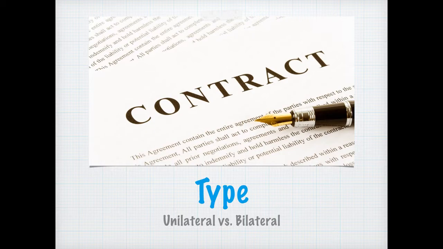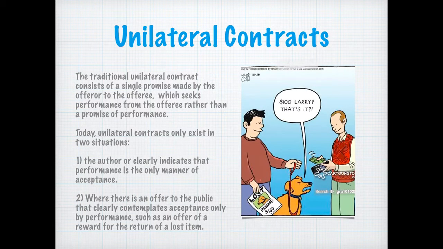Okay, so what's the difference between a unilateral versus a bilateral contract? Well, if you just look at the words themselves, uni means one and bi means two. So a unilateral contract is one in which there's only one promise, and a bilateral contract is your traditional contract where there are 2 promises. So unilateral contracts, let's look at this slide. In the picture you have somebody returning a dog, a lost dog, and the reward was $100. And the gentleman is getting paid $100 for returning the dog. This is the traditional example of a unilateral contract.